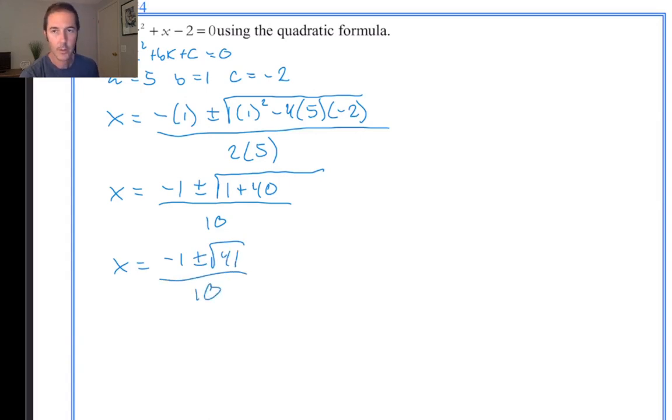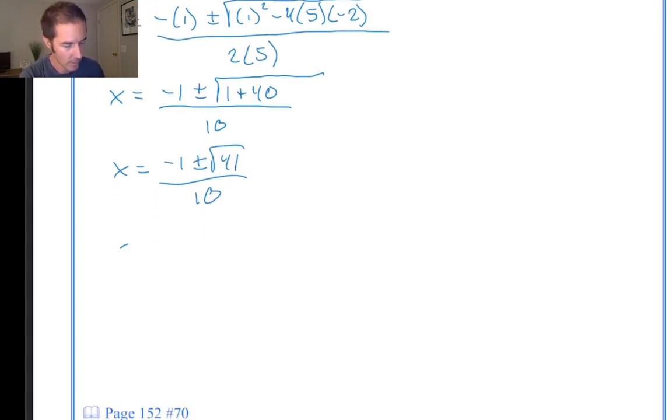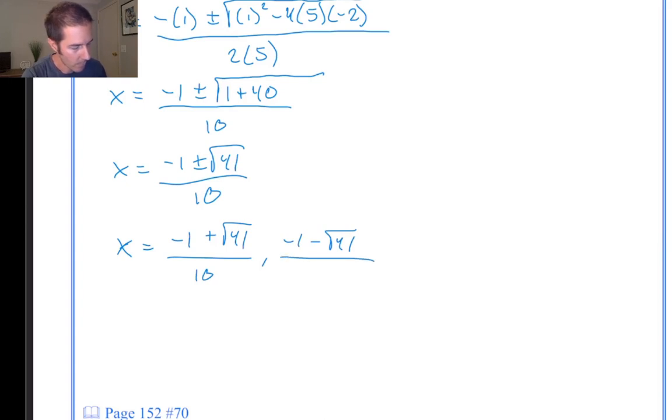And here is your pair of solutions that you want to probably type in if you're online as 2 separate answers separated by a comma. Those solutions are -1 plus the square root of 41 all divided by 10, comma, -1 minus the square root of 41 all over 10.